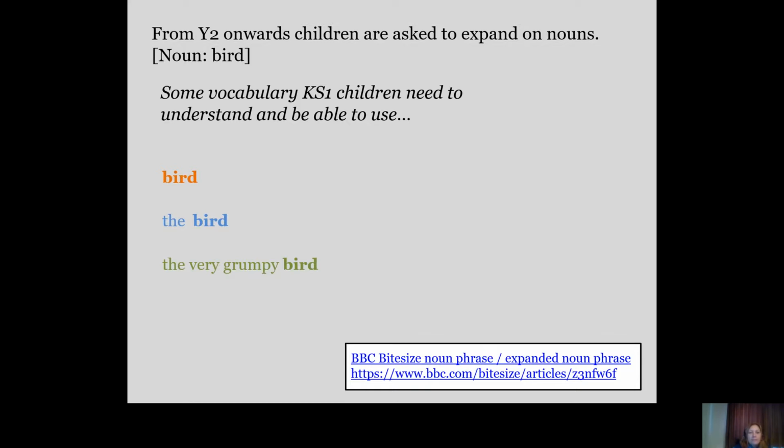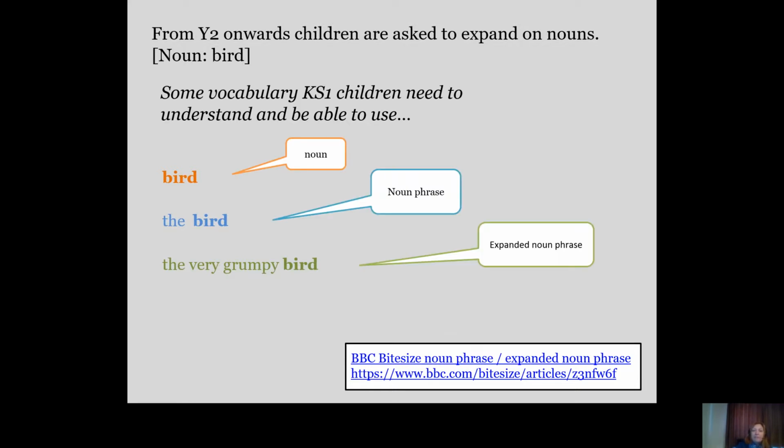So they might start off with a bird and have the bird, the very grumpy bird. So the noun phrase, and the expanded noun phrase, okay? The bird is a noun phrase. It's more than one word, it gives us a phrase. And the very grumpy bird, it's not just grumpy, it's very grumpy, okay? It's giving us a bit more detail, okay?